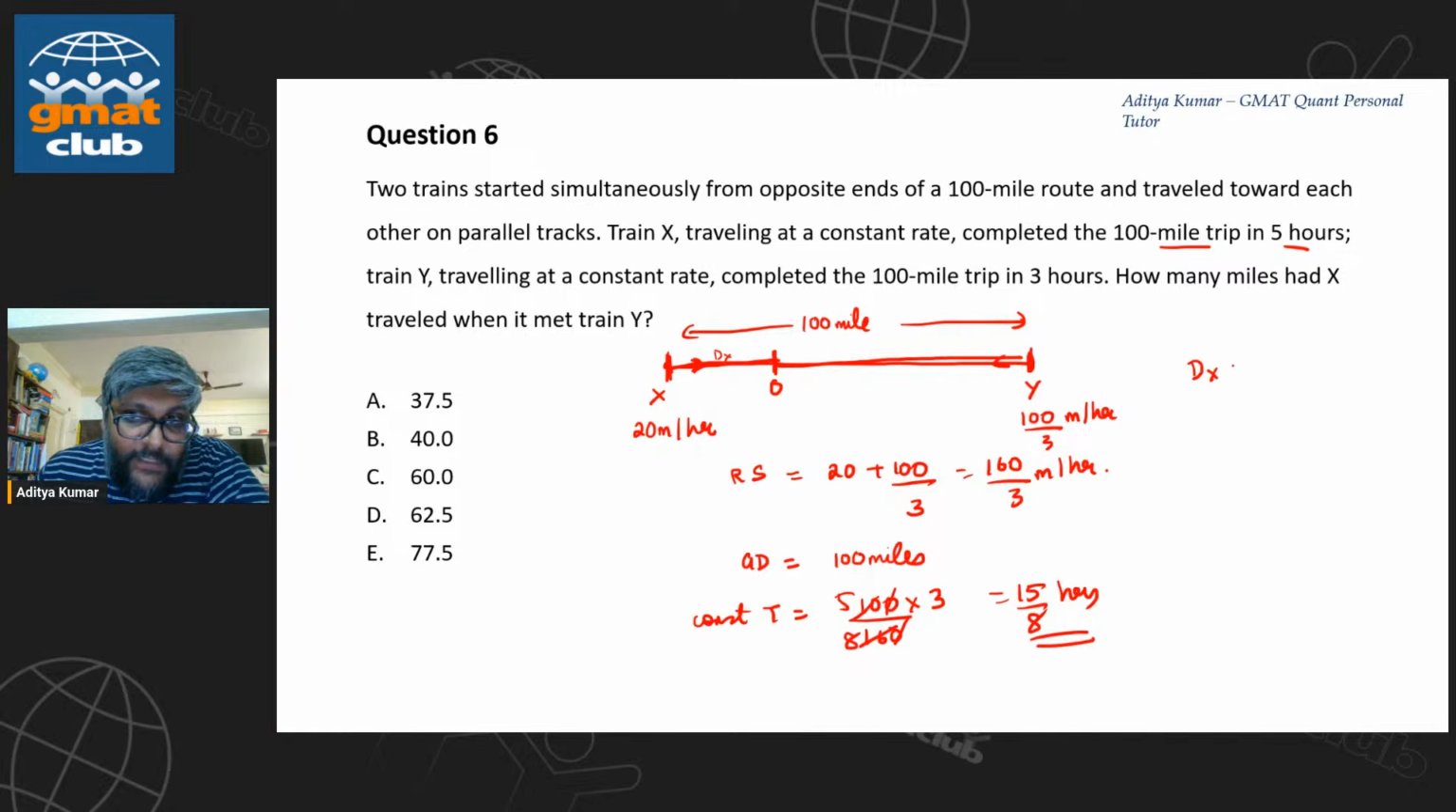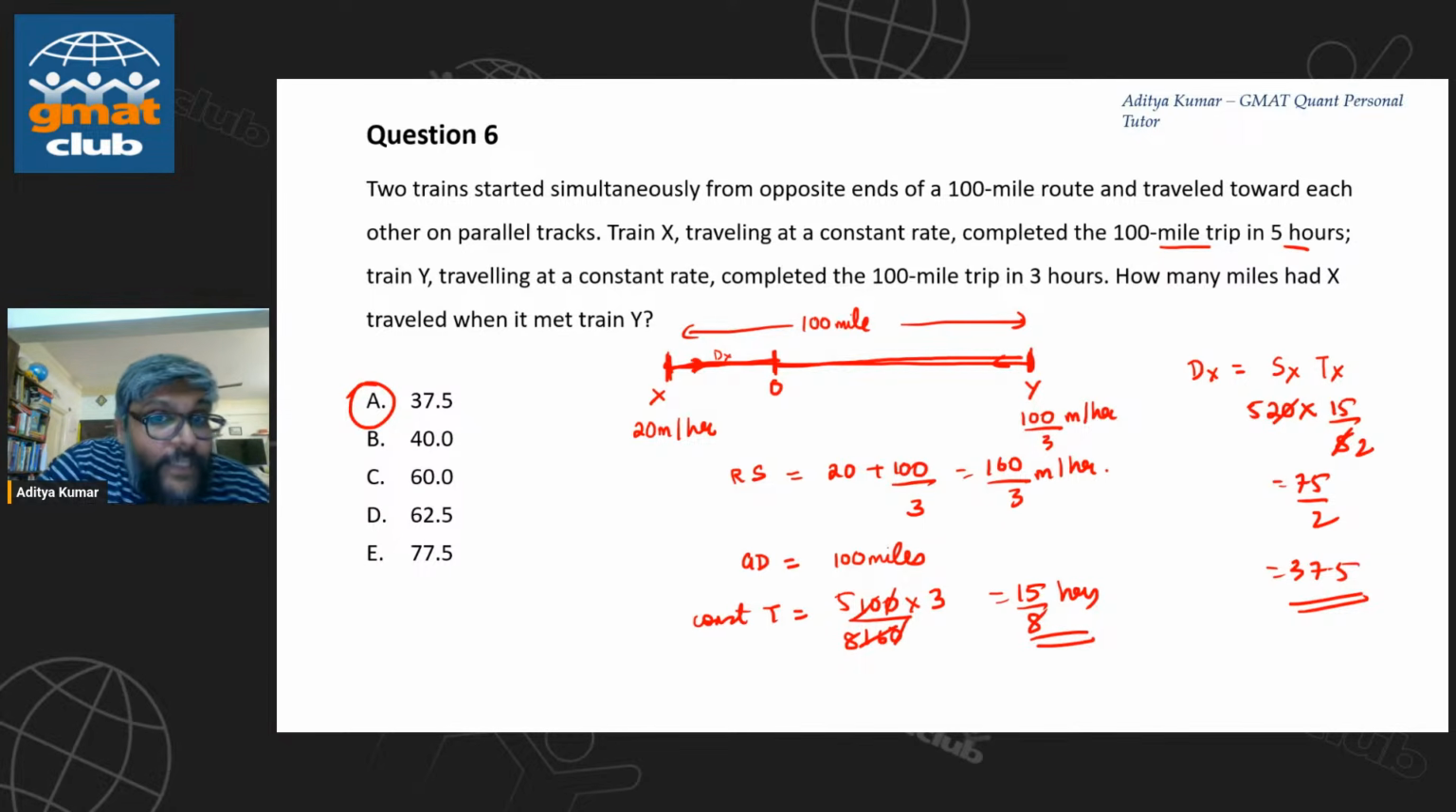So the distance that X has to travel should be the speed of X into the time of X. What is the speed of X? 20. What is the time of X? 15 by 8. So 4 2s are, 4 5s are, that's 75 by 2, which is 37.5. This would be our answer. Done.